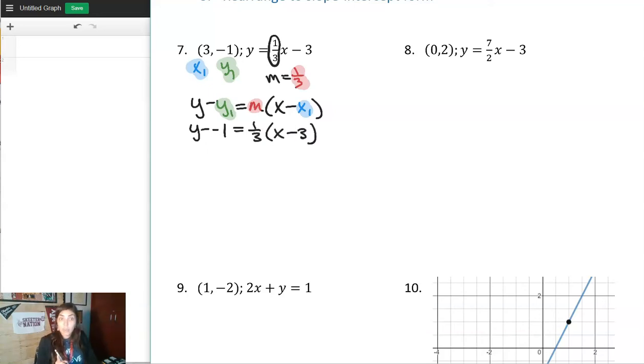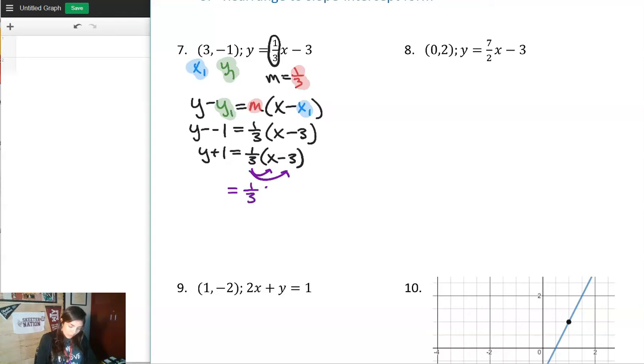Now the double negatives bother us here, so we're going to go ahead and rewrite this equation, simplifying to a positive. If it had asked me to stop at point-slope, I'd be done. But it asked me for this equation to be written in slope-intercept form. 2 extra steps. We're going to distribute.